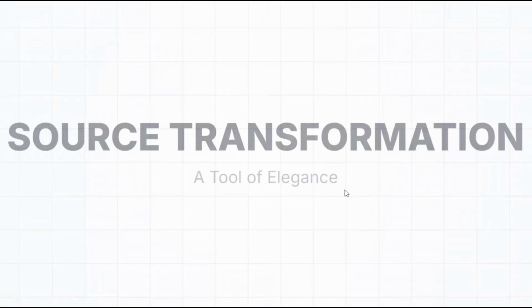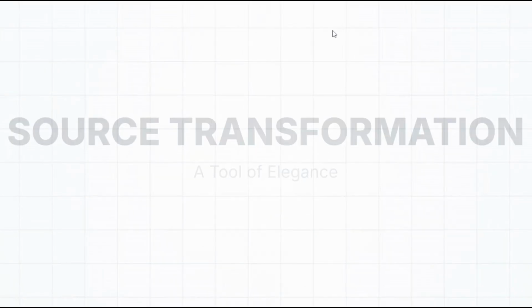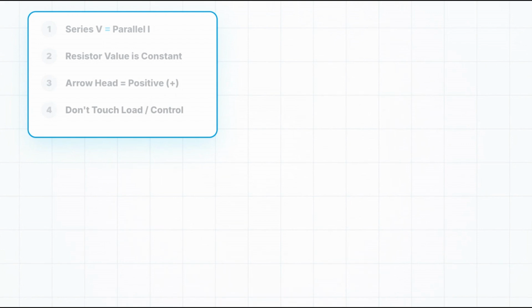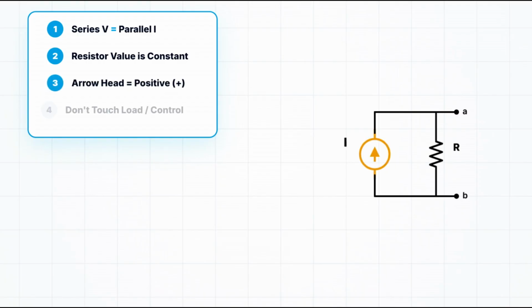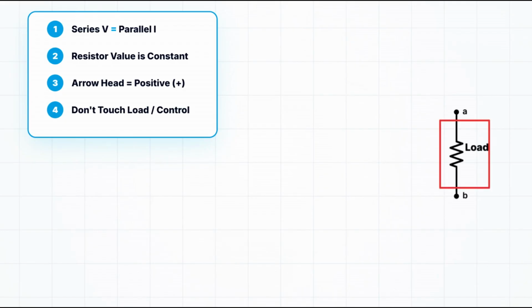Source transformation is a tool of elegance. It saves you from writing matrices. It saves you from solving simultaneous equations. Remember the 4 commandments. 1. Series voltage equals parallel current. 2. The resistor value does not change. 3. Arrowhead equals positive terminal. 4. Don't touch the load or the controlling variable.